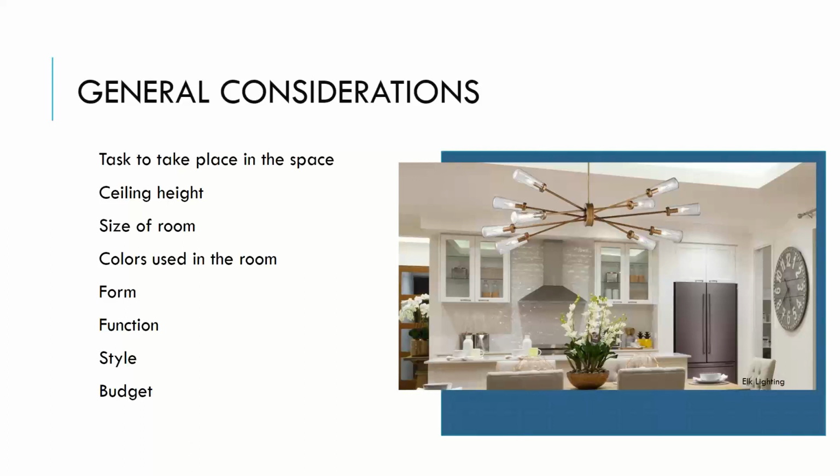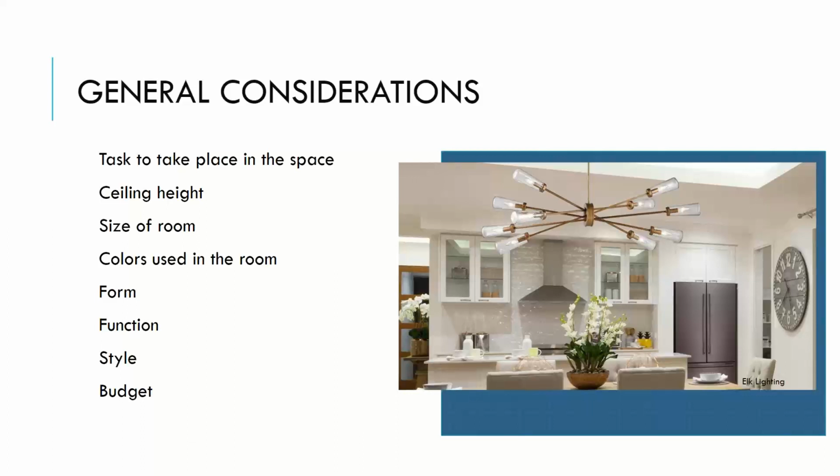Also, just some general considerations that you want to discuss with your customer before you're making your selections. The first one is, what tasks take place in the space? Is it homework, watching television, reading, all of them? Because each one of them will require a different light source or light level. Also, ceiling height. The light needs to be able to reach the intended surface. So you have to make sure that you have the correct lamping and fixture chosen for the height of the ceiling.